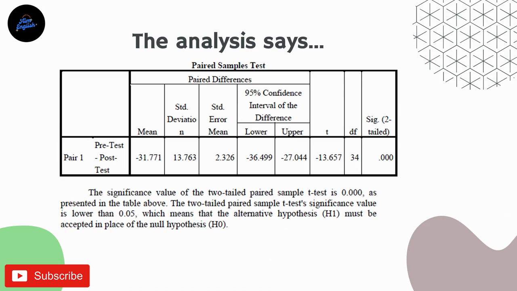In the research article, the researcher mentions that the significance value of the two-tailed paired sample t-test is 0.000. As presented in the table above, the two-tailed paired sample t-test significance value is lower than 0.05. It means that the alternative hypothesis must be accepted in place of the null hypothesis. So here we can understand that the null hypothesis is rejected and the alternative hypothesis is accepted.